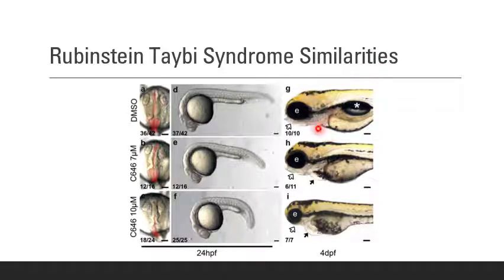And lastly, they also showed a normal heart developing versus issues with the heart, specifically an edema forming as more EP300 inhibitor is added to the system. And really, this does show that there are similar developmental issues in zebrafish as humans with RTS.